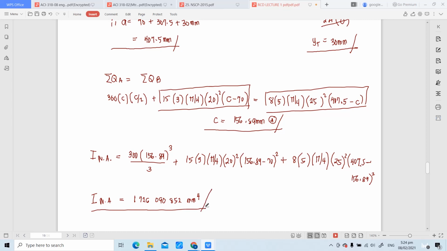Parehas lang po ba yung na-compute? Kindly check. Parehas lang po, sir. Plus po. Okay, store natin yung value as B.